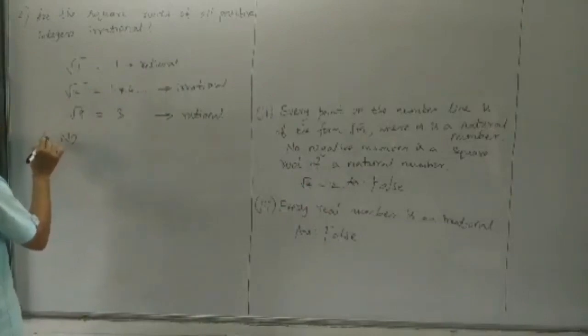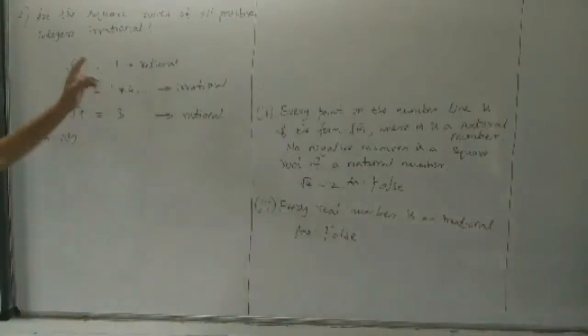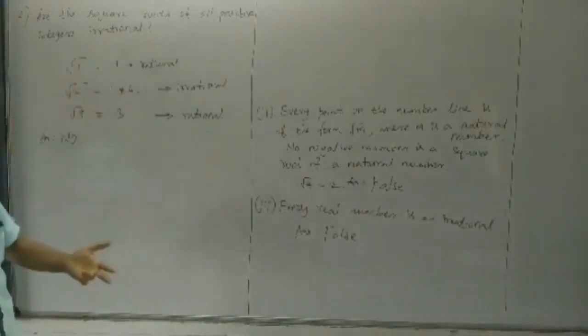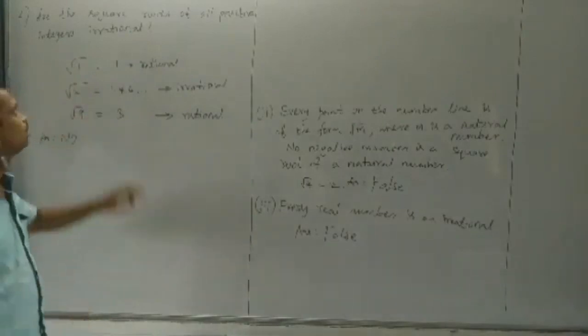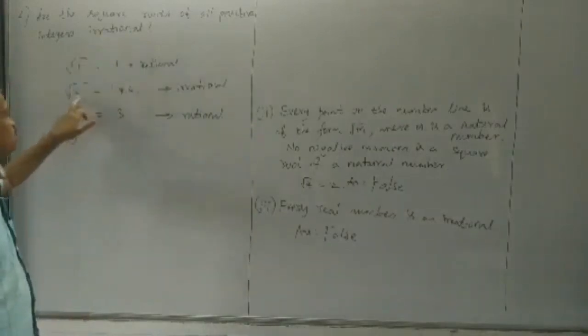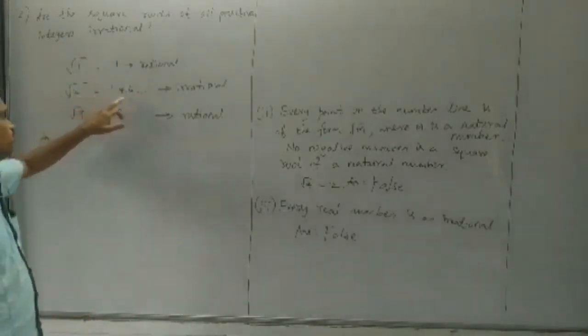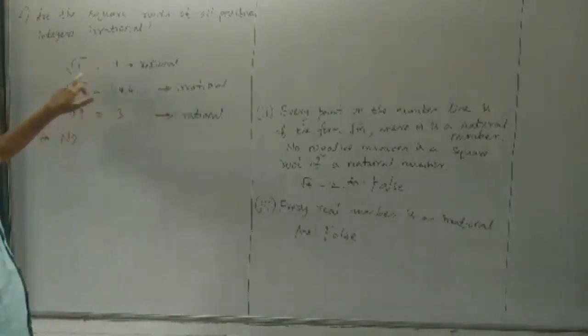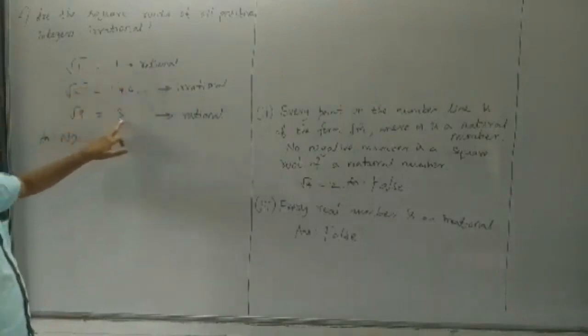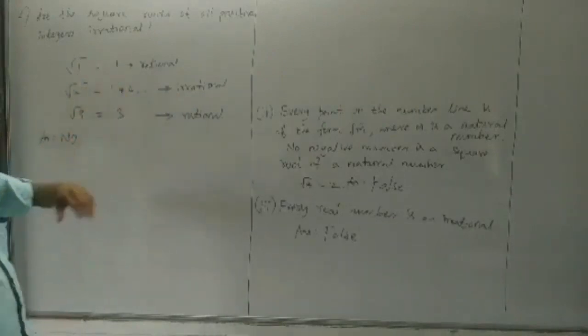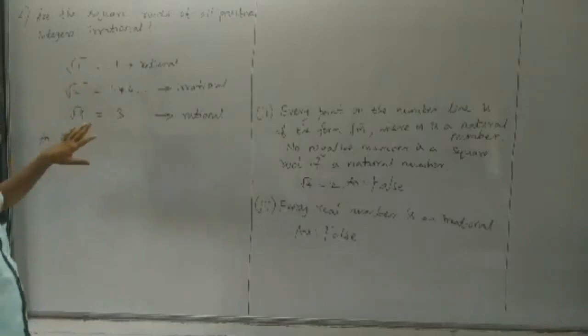Answer is no. Not all the positive integers, if you take square root, will come irrational. Only such numbers, root 2, root 3, root 5, alone, if you take square root, we get irrational. For these numbers and for root 9 and all, we won't get irrational. So, this statement, you have to say no.